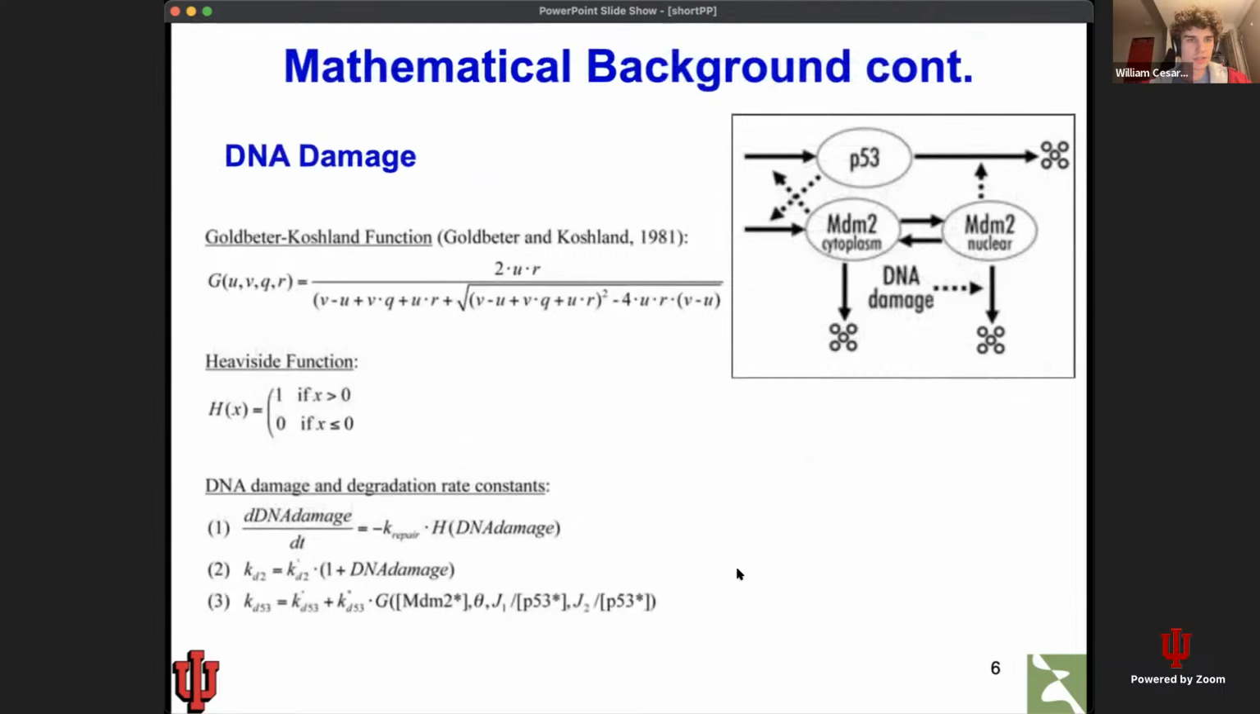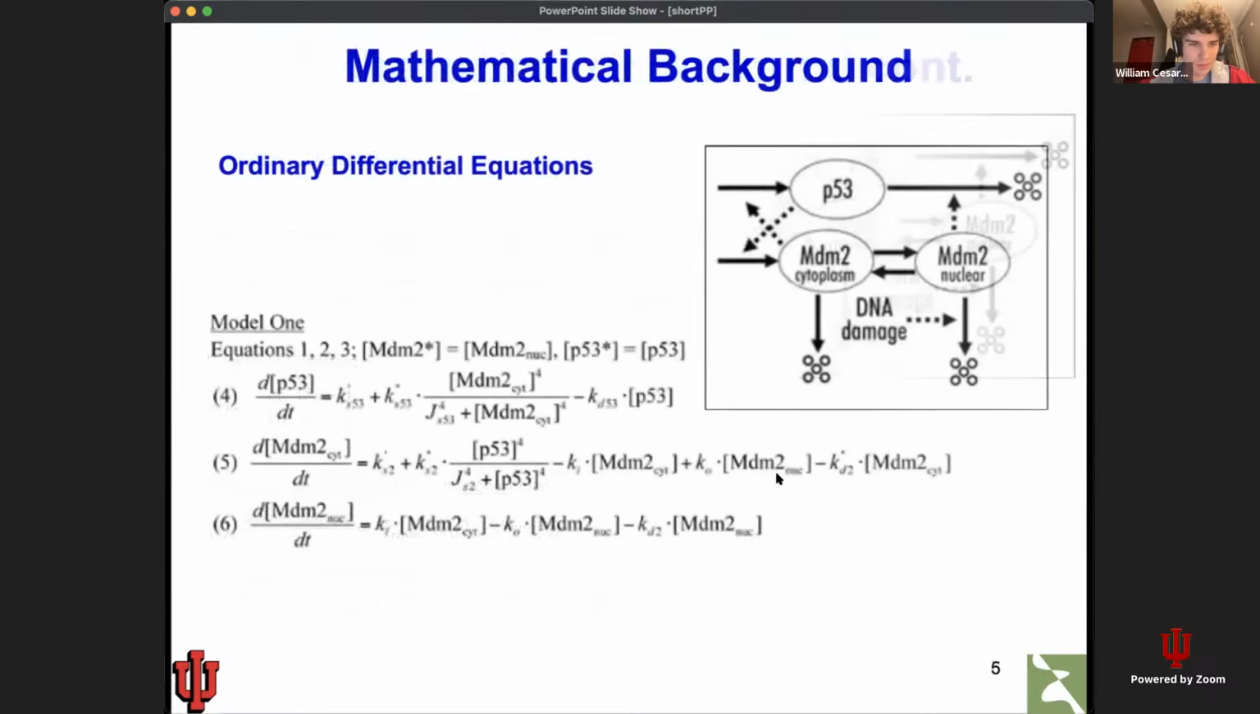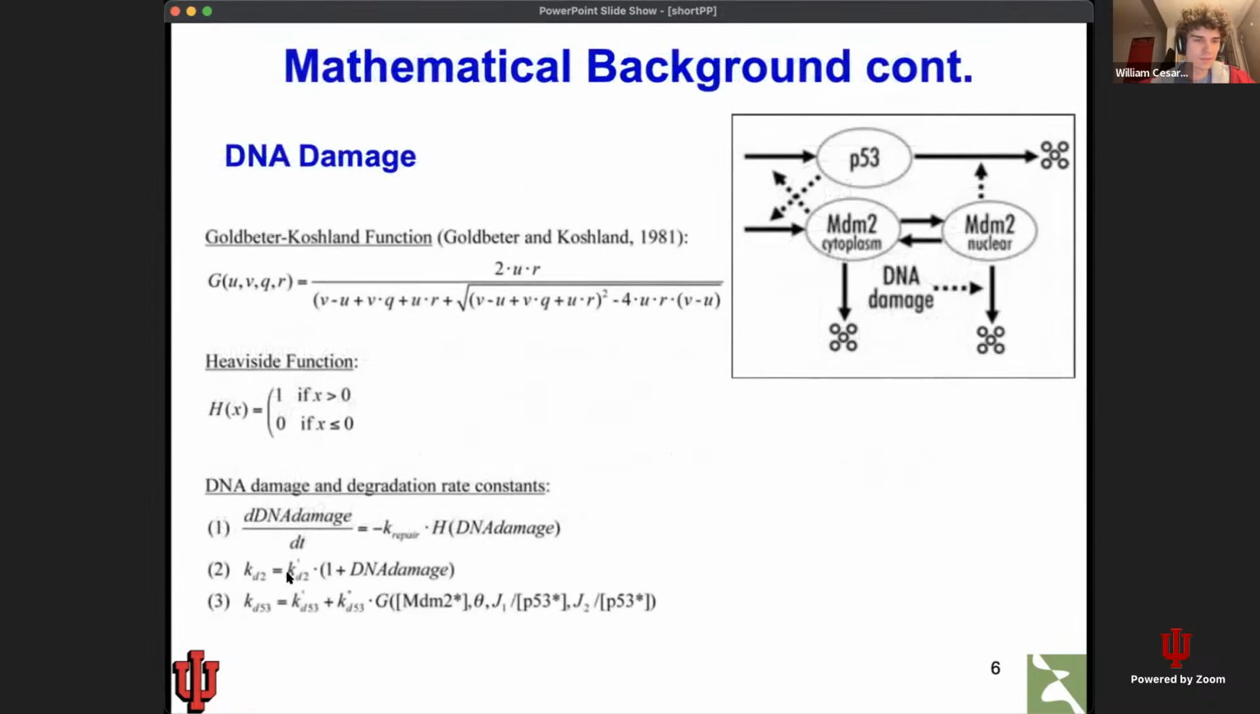So moving on. Here's a little bit more mathematical background, because the previous three ODEs just described these three proteins, or two proteins, and two of them are in different compartments. But DNA damage affects the decay of MDM2 in the nucleus. So if we go back to MDM2 in the nucleus, that is this term, KD2 times MDM2 in the nucleus. So right here, KD2 equals K prime D2 times 1 plus DNA damage.